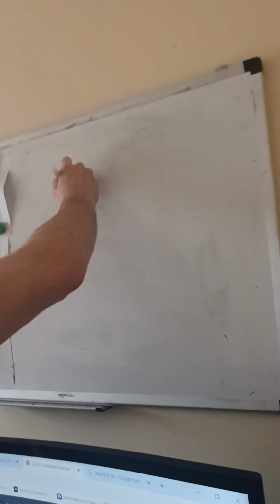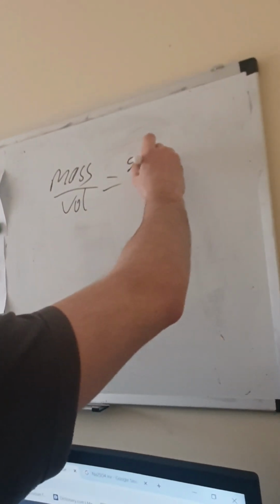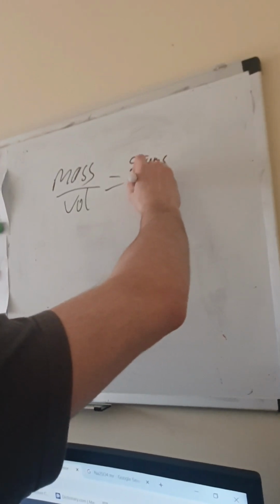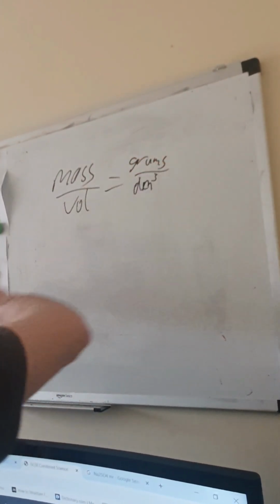The very last thing is concentration. Concentration is mass over volume. Mass over volume. And this is simply grams over decimeter cubed. So we have our little triangle.